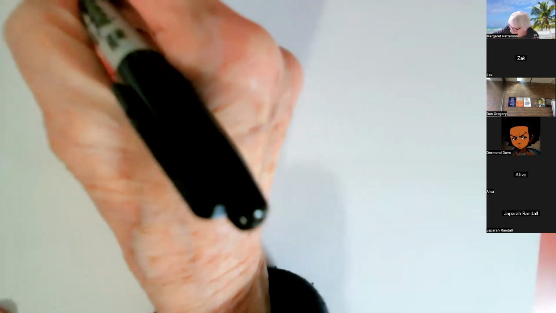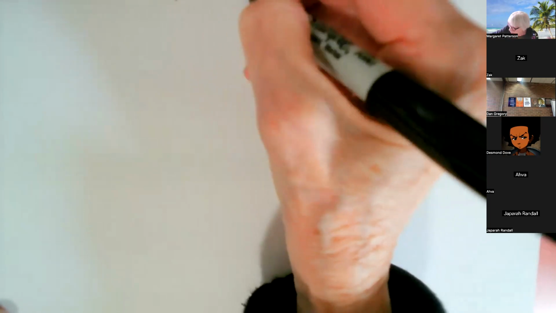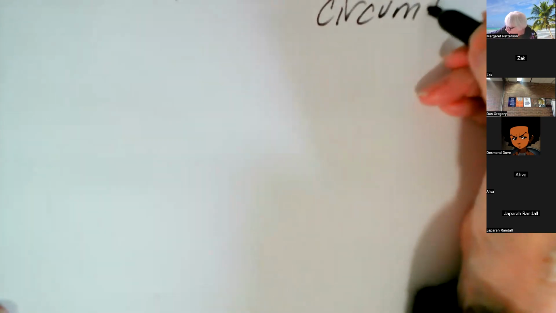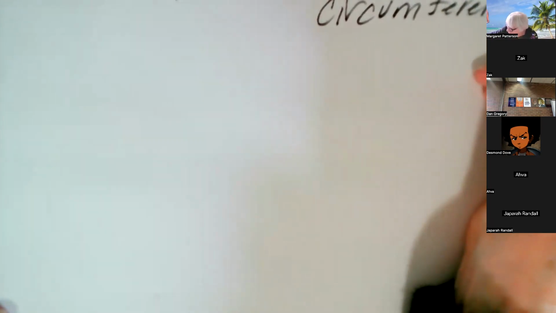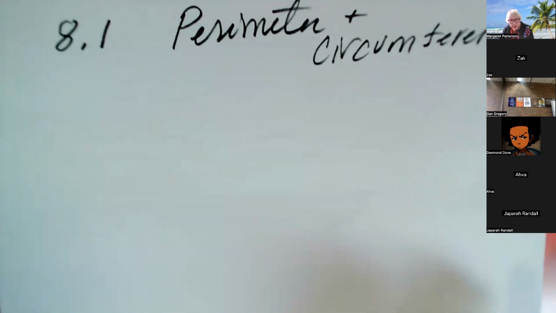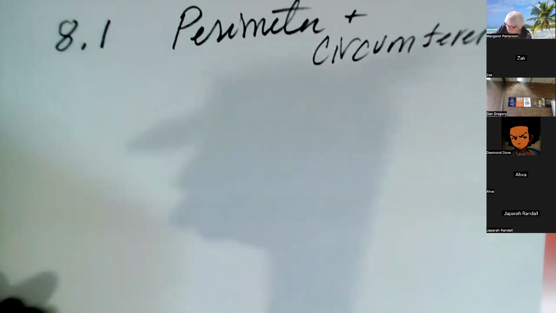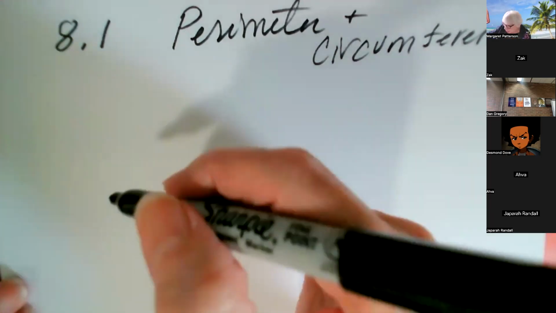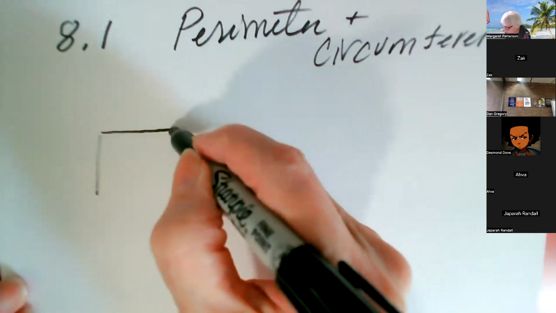And so this is 8.1, and it's called perimeter and circumference. And these two are put together because they're both about the same thing. So let me bring this so that you can see it. So 8.1, perimeter and circumference. So many times when they ask you to do these, they actually show you the picture.